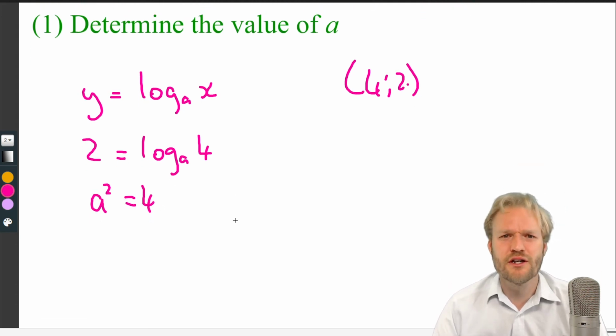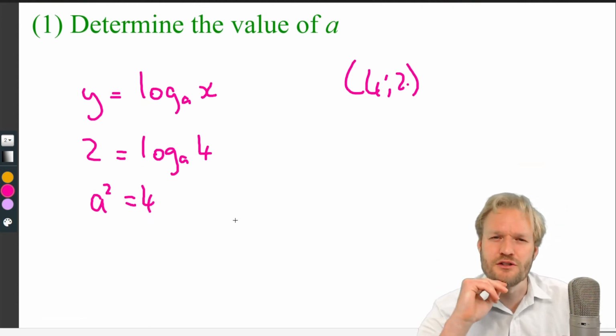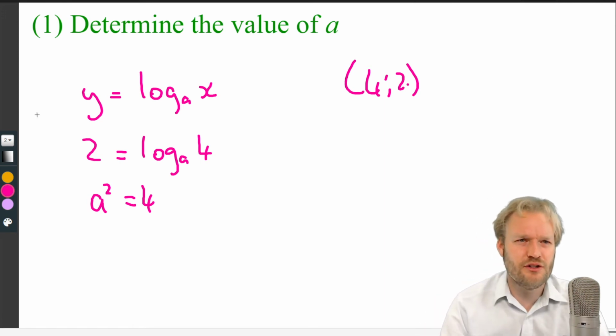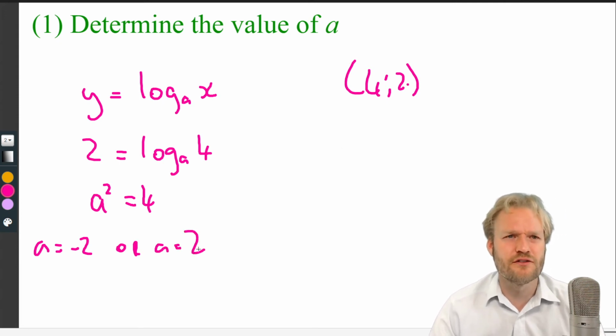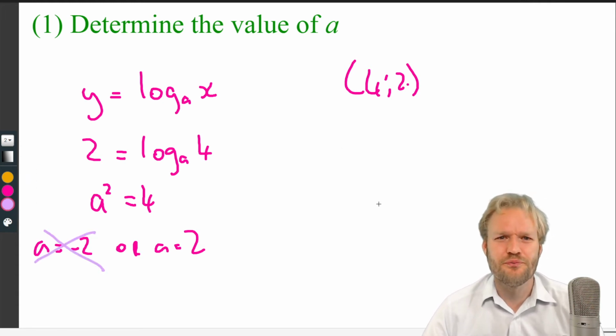What, when you square it, gives you 4, and there are 2 answers? Well, there are 2 numbers. We could say a equals -2 or a equals 2, right? -2 squared is 4, 2 squared is 4. Why are we not interested in that solution at all, though?